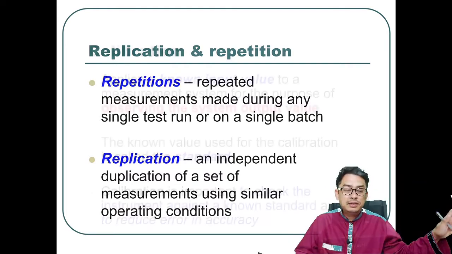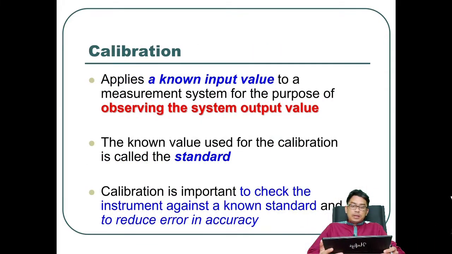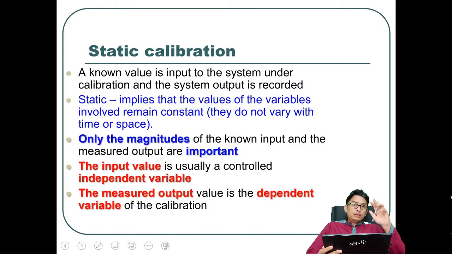at a different place. So what is the calibration process? The calibration process is applying a known input into a measurement system for the purpose of observing the system output. Basically, the known value for the calibration is called a standard. It is important to do calibrations to check the instrument against the known standard. There are two kinds of calibrations: the first is static calibration and the second is dynamic calibration.